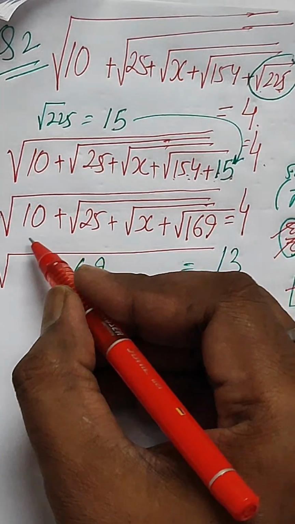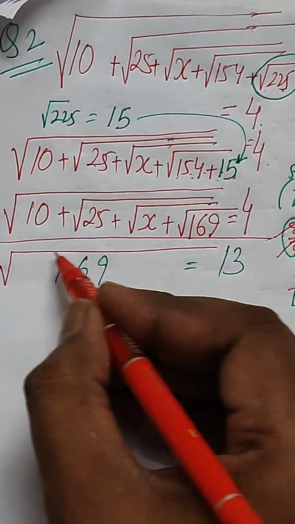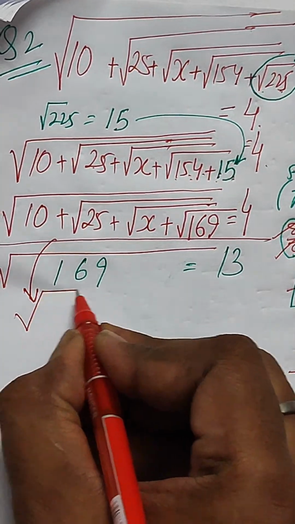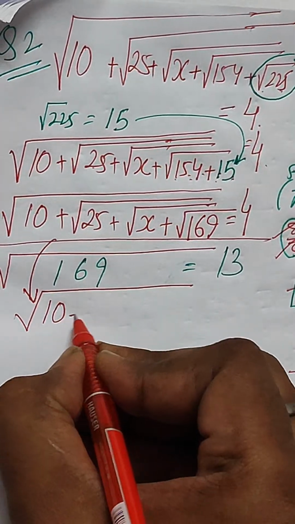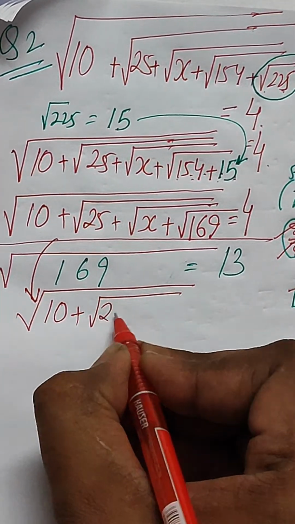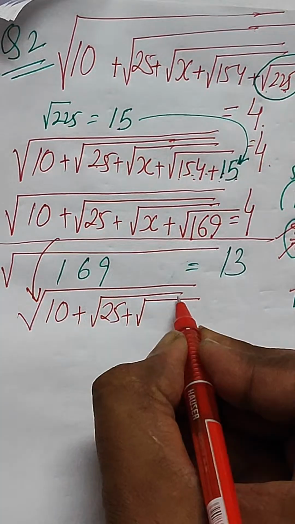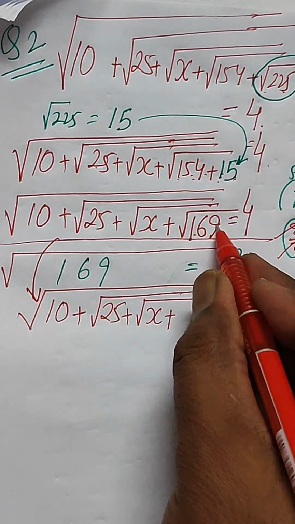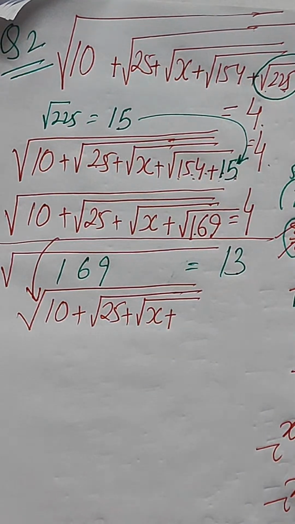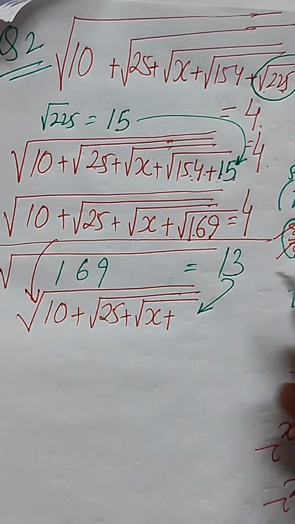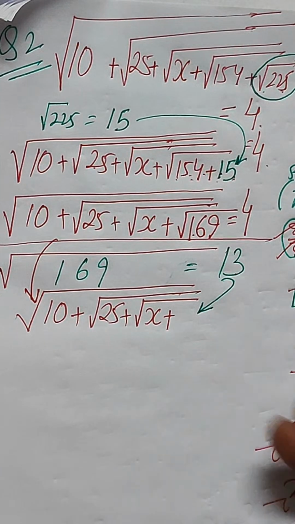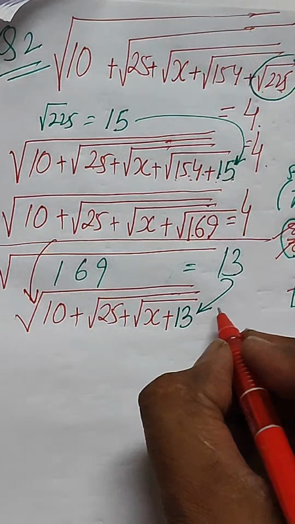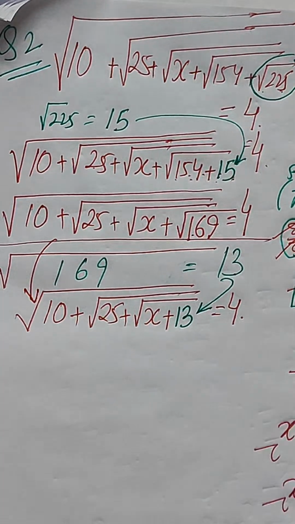Root over 169 is 13. So the above equation can be simplified as root over of 10 plus root over of 25 plus root over of x plus, instead of root over 169 we will put this 13. So this will be placed over here in place of root 169, and this will be x plus 13, and all this is equal to 4, right?